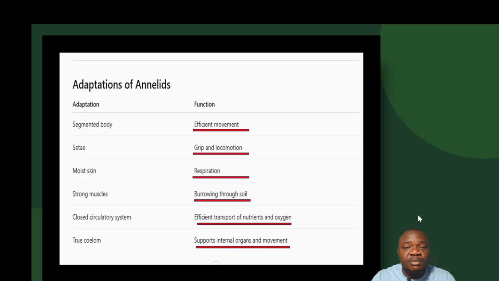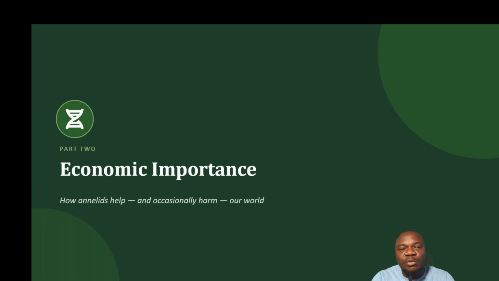So you can get a pen and a book. Get a book and write these important points. It's going to help you remember and prevent you from having to start looking for this part in the video again. Okay, so the next thing we need to know here is the economic importance.